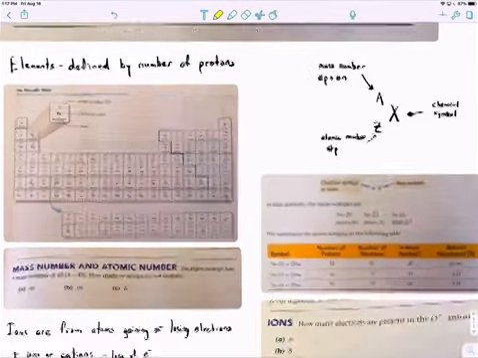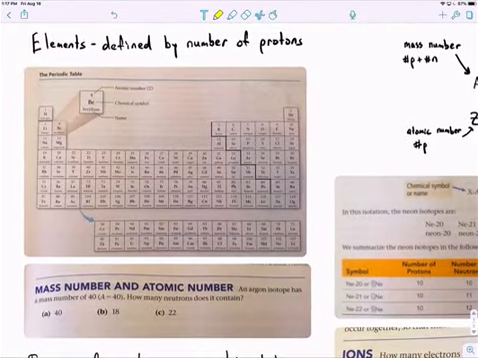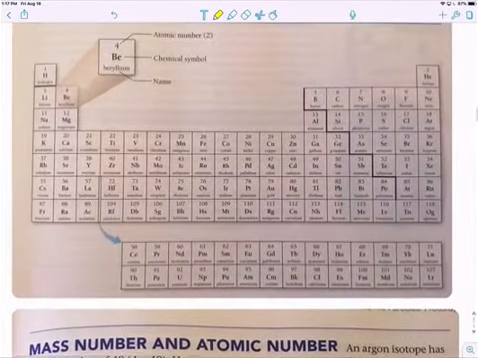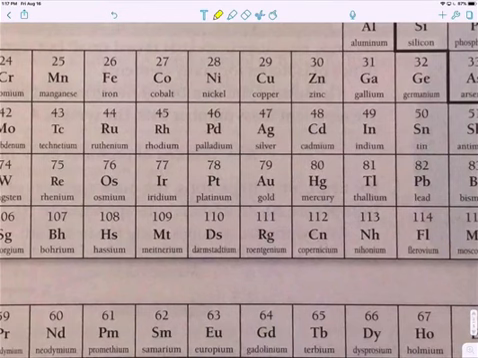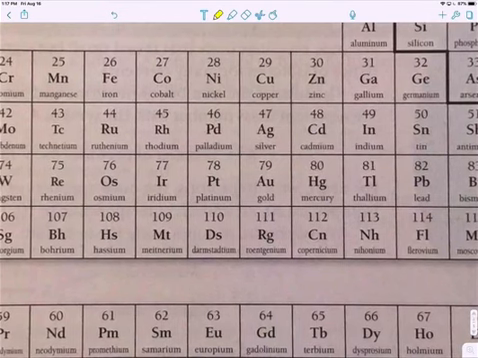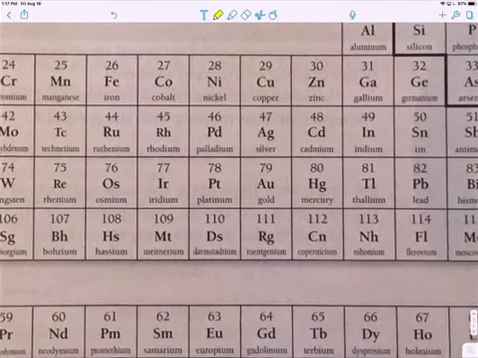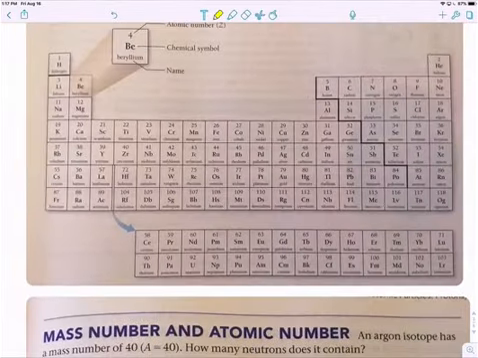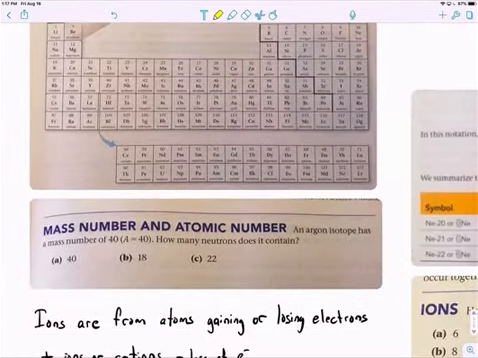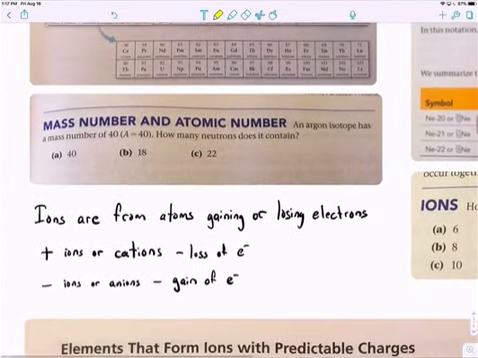Okay, but let's talk about this. Elements are defined by the number of protons. And so if you look at the periodic table here, and you will learn much and much about the periodic table, let's look at gold, for instance, right there. Element number 79. That means it has 79 protons in the nucleus. Mercury right next to it has 80 protons in its nucleus. So, okay, and mass number, atomic number.